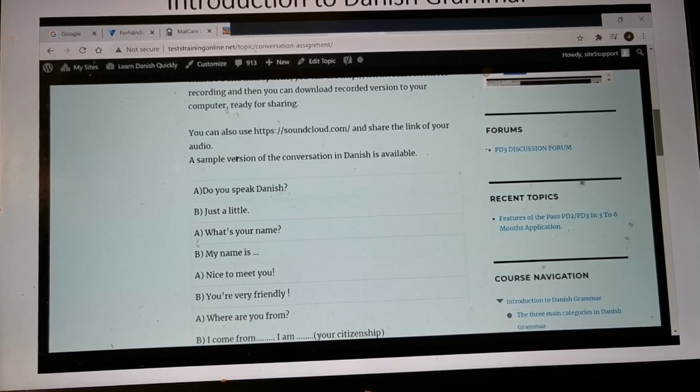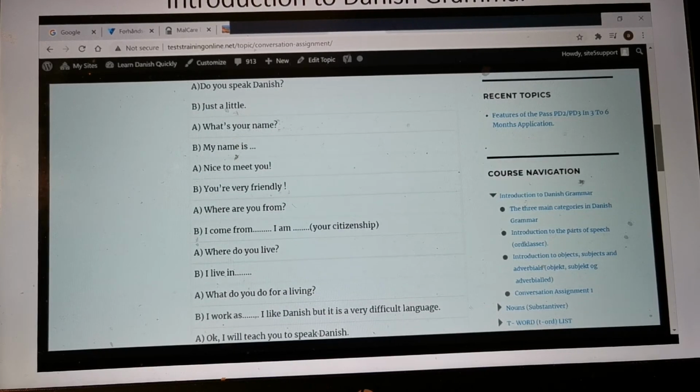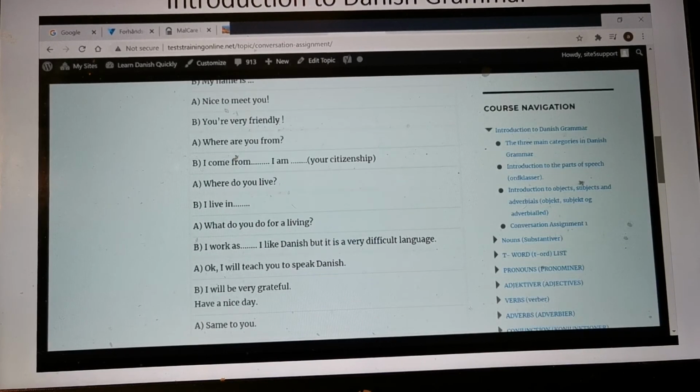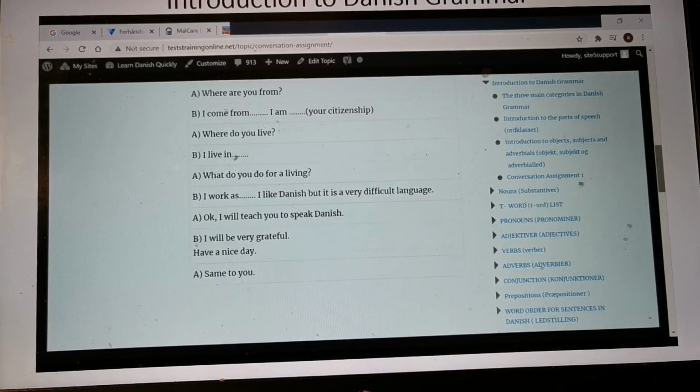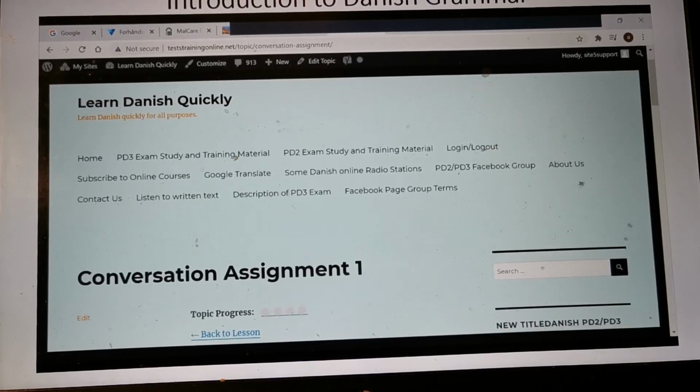You can do it alone speaking as A and B, or you can do the same with the Danish language course mate and interchange roles for A and B. Save your recordings for the next session of the classes, which will be a Zoom meeting discussion on what has been learned so far in the first lesson.